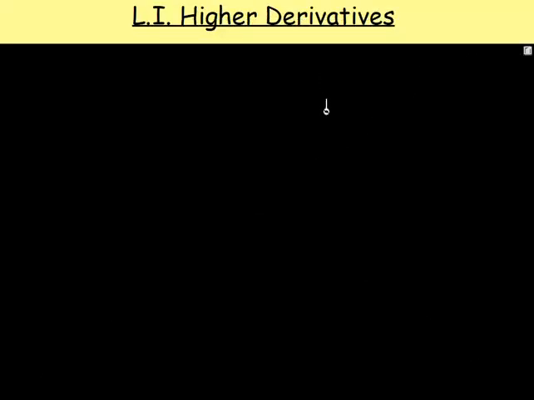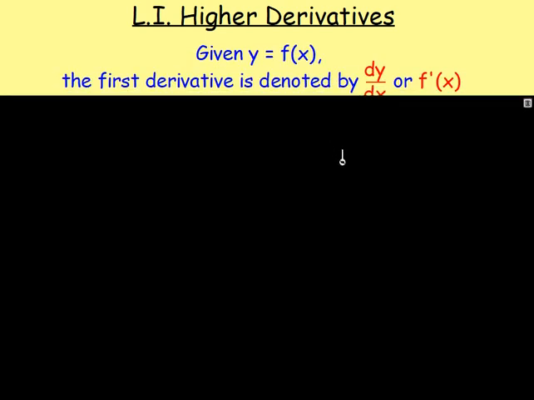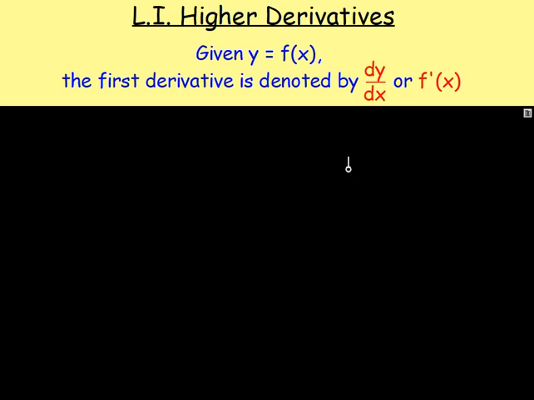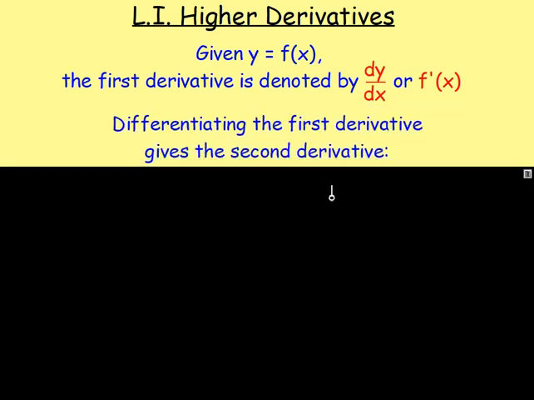Here we go with Chapter 2, Lesson number 7, Higher Derivatives. Now, obviously, if we're given a function, y equals f of x, we can easily work out the first derivative, dy by dx, or f dash x. However, what we can also do is differentiate dy by dx, or f dash x. And if you differentiate the first derivative, that gives you the second derivative.